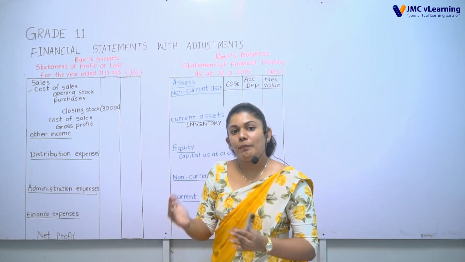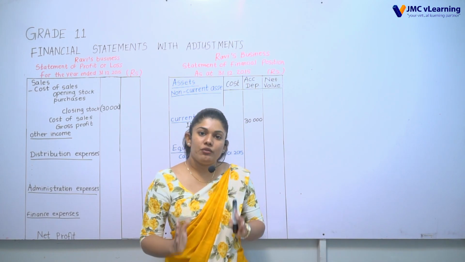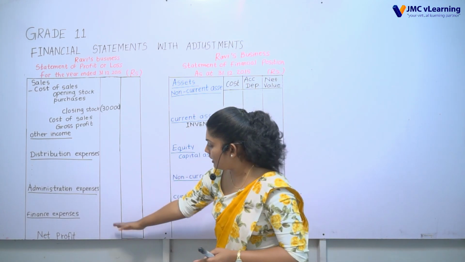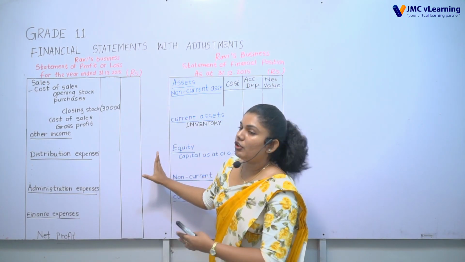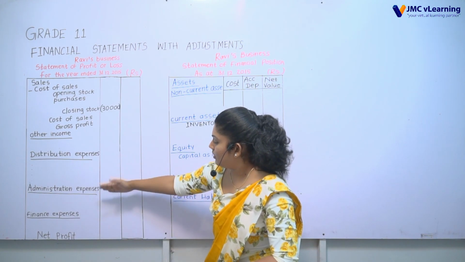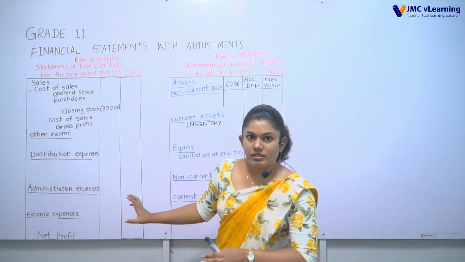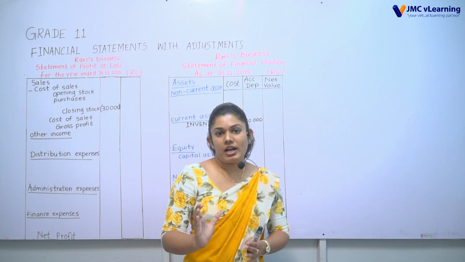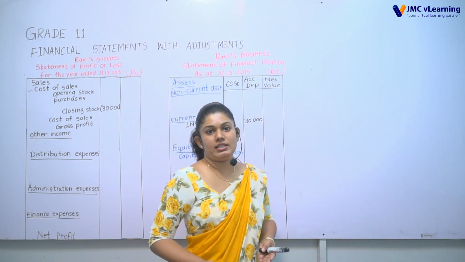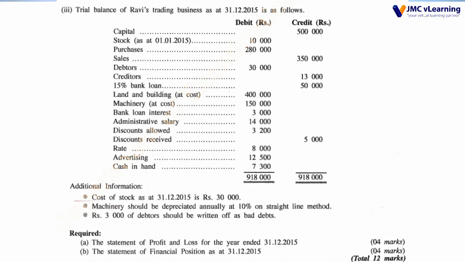Therefore, use pages separately for these things and use a separate page for workings. Don't do workings under these statements. Some students prepare the profit or loss statement and write the workings under this statement. Better than that, you can take a separate page and insert the transactions or adjustments as workings. It is clear.